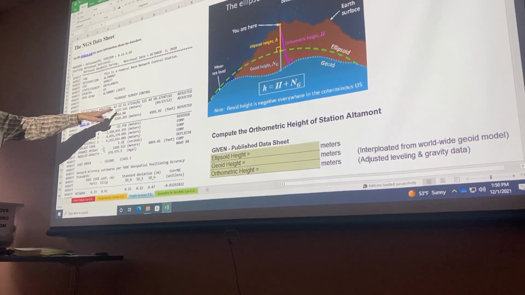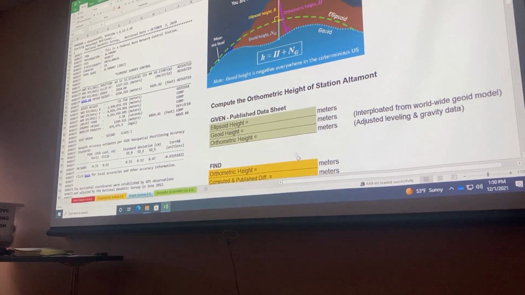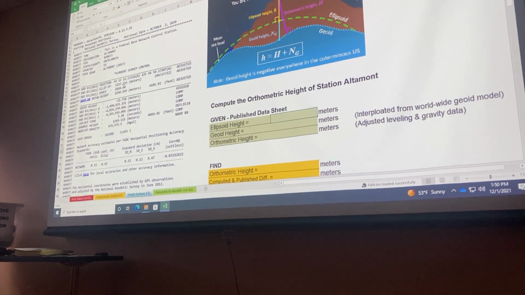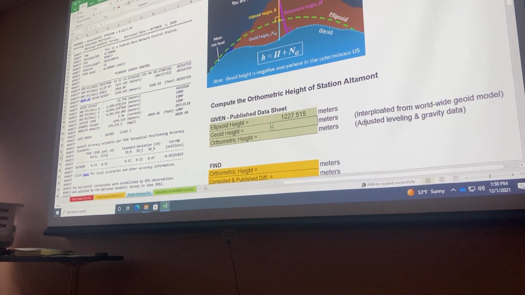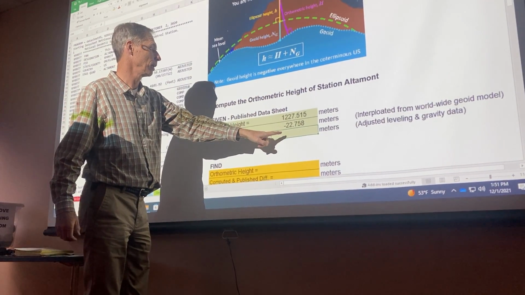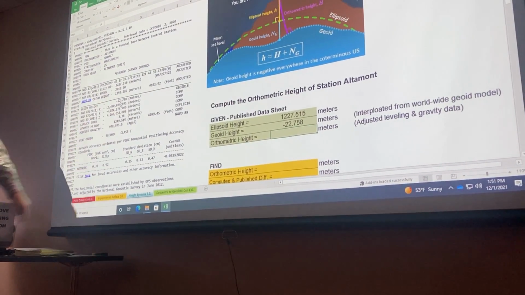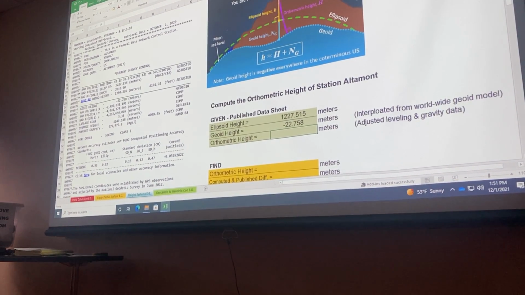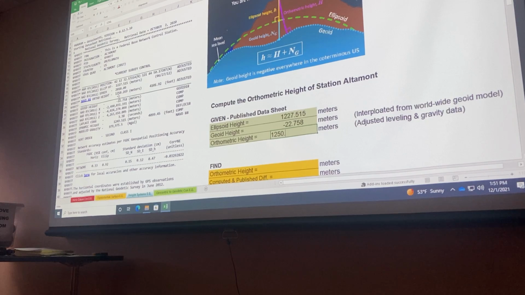And if we take the ellipsoid height, let's see how they compare to the adjusted one. So let's come down here. What is the ellipsoid height off the data sheet? It is 1227.515 meters. What is the geoid height from Geoid 11? It is negative 22.758 meters. And when I go to compute orthometric height, capital H, how do I do that? I'm getting ahead of myself. What is the orthometric height off the data sheet? The green is all the NGS numbers. So the green is the NGS orthometric height, which is 1250.269 meters.